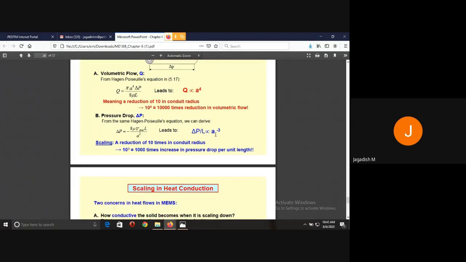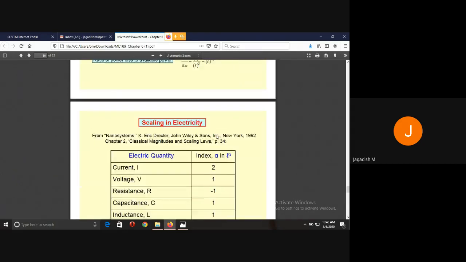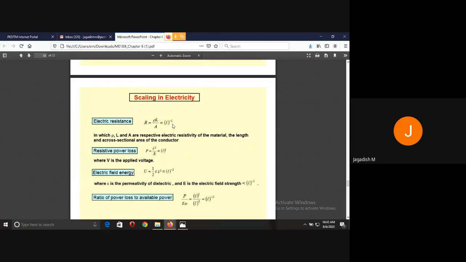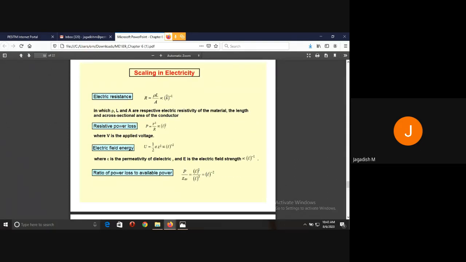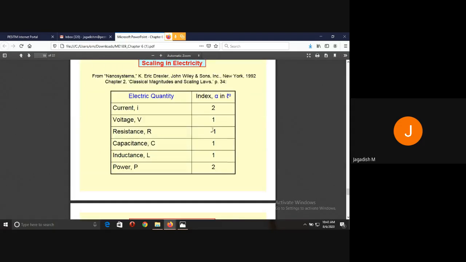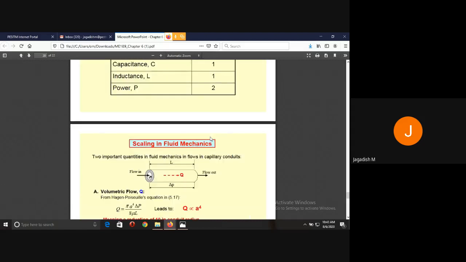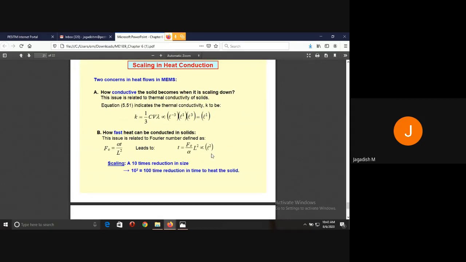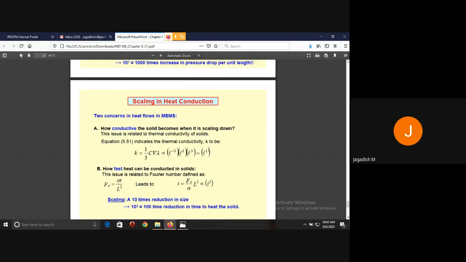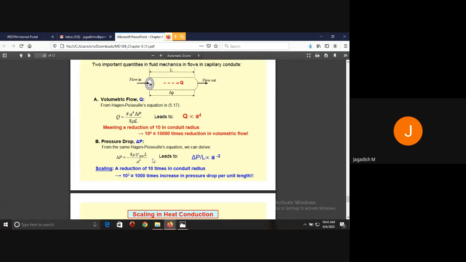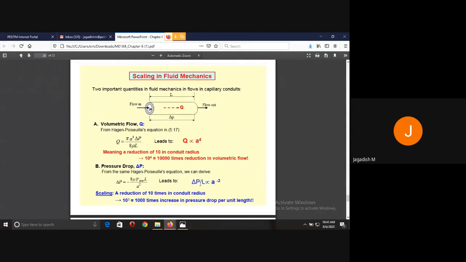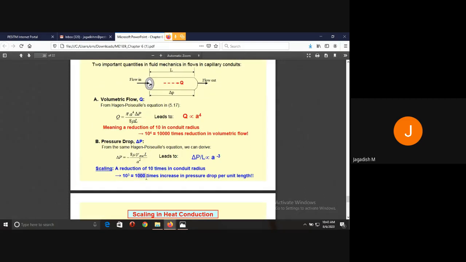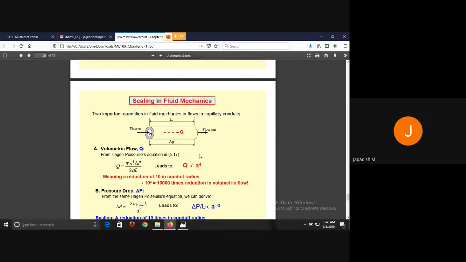And if you observe, it is proportional to a to the power minus 3. Minus 3 means what? As we have seen in case of resistance, R, the resistance increases if there is a decrease in the dimension. Correct? That is the significance of this minus. Similarly, here also you have a to the power minus 3, which means if the size is reduced by 10 times, then the pressure drop is increased by 1000 times. So this you are required to remember.